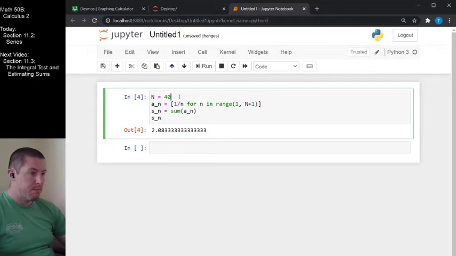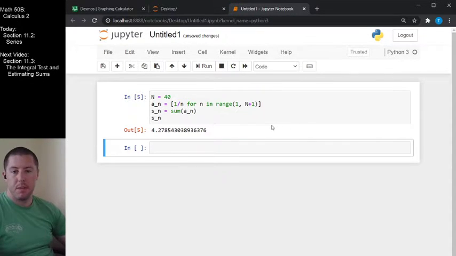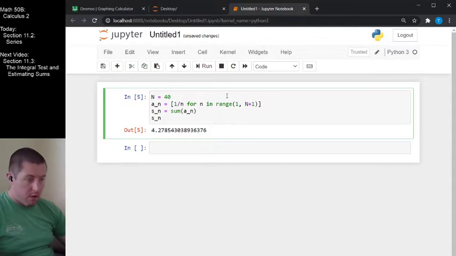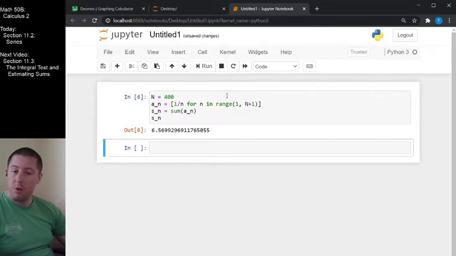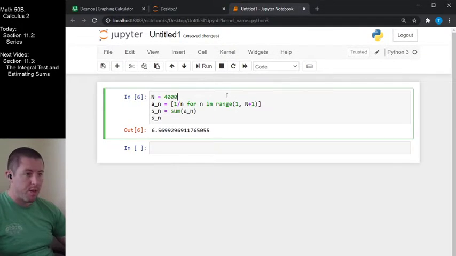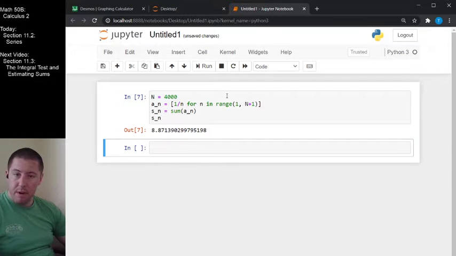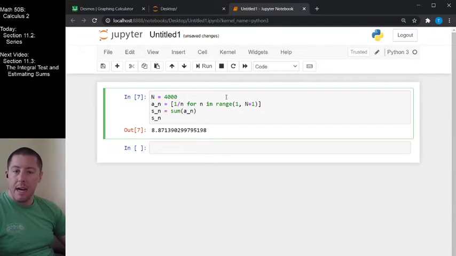So let's go ahead and make this bigger. What if I do the first 40 terms? Ooh, we're getting out to 4 now. What about the first 400 terms? Ooh, got us to like 6.5. First 4,000 terms? Ooh, we're up to 8.87. So it seems like I just keep on doing more terms and our number keeps on going up.